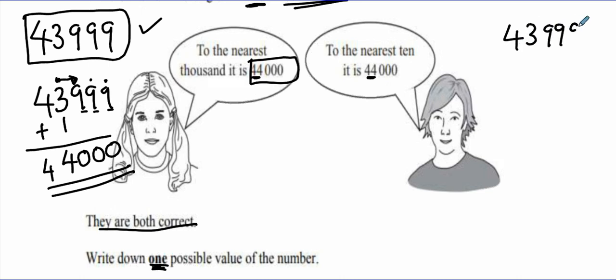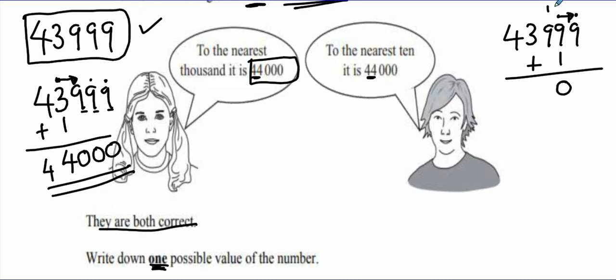Now, according to Paul, 43,999, because they are looking at the same number. Let us round this number to the nearest 10. Nearest 10, this is ones, this is tens. Check on your right. There is 9. 9 is bigger than 5, so you'll be adding 1 to 9. Now 9 plus 1 is 10, but we don't write 10. We write 0, then we carry 1.